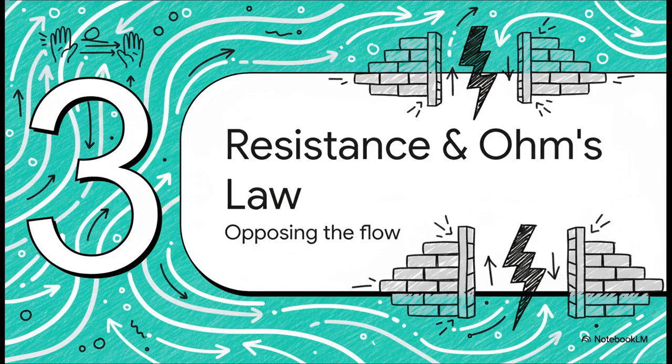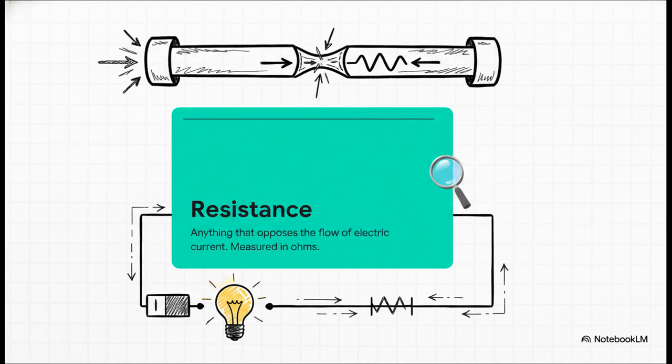All right, Section 3, Resistance and Ohm's law. Okay, so we've got the charge flowing, and we've got the push driving it. Now let's see what happens when the circuit pushes back. This is resistance. It's literally anything that opposes the flow of electric current in a circuit, and we measure it in ohms. You can kind of think of it like a narrow, squeezed section in a water pipe. If the resistance is high, it is way harder for the electric charge to flow through. But if the resistance is low, the current just flows super easily.